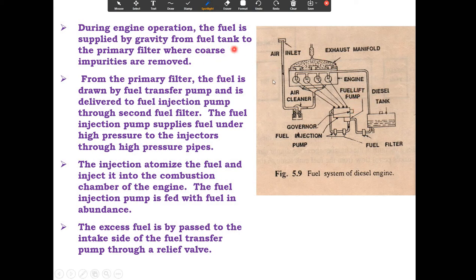Now during this engine operation, the fuel is supplied by gravity from the fuel tank to the primary filter, where coarse impurities are removed. From the primary filter, the fuel is drawn by the fuel transfer pump and is delivered to the fuel injection pump through the second fuel filter. The fuel injection pump supplies the fuel under high pressure to the injector through high pressure pipes. The injector atomizes the fuel and injects it into the combustion chamber of the engine. The fuel injection pump is fed with fuel in abundance, and the excess fuel is bypassed to the intake side of the fuel transfer pump through a relief valve.